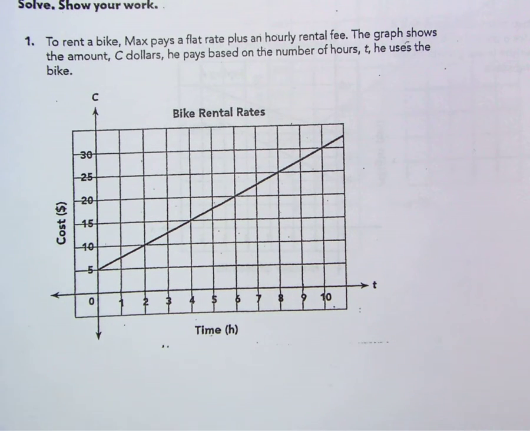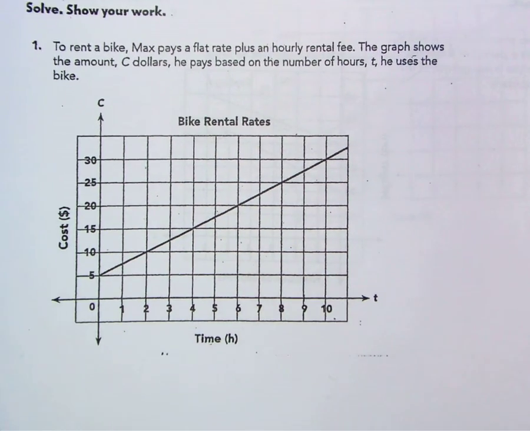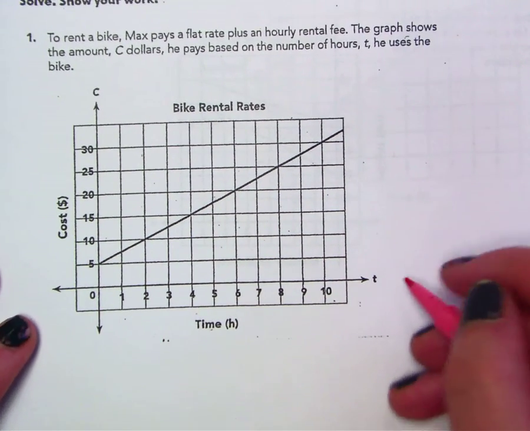So, looking at this problem here, it says to rent a bike, Mike pays a flat rate plus an hourly rental fee. The graph shows the amount of C dollars he pays based on the number of hours T he uses the bike. It should be H. Oh, T and C. Okay. So that's just X and Y. They call them T and C.